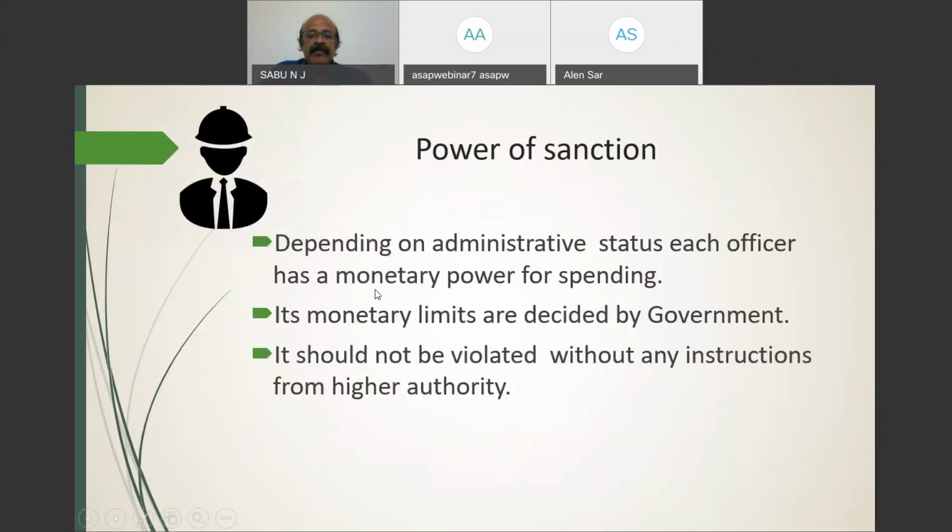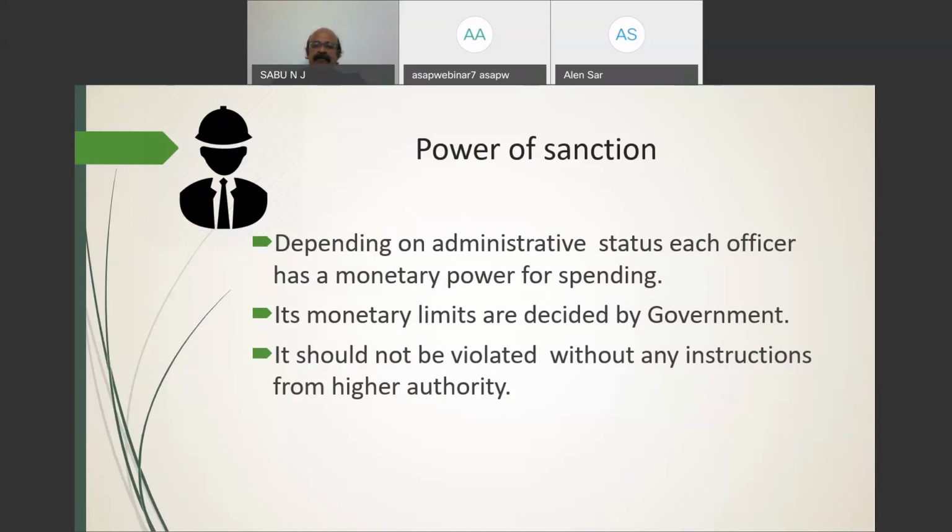Before discussing the duties and responsibilities of each function, there is the power of sanction. That is very important. That is mainly meant for monetary power. Each officer, depending on his hierarchical status, has such a monetary power for spending and also for financial sanction.